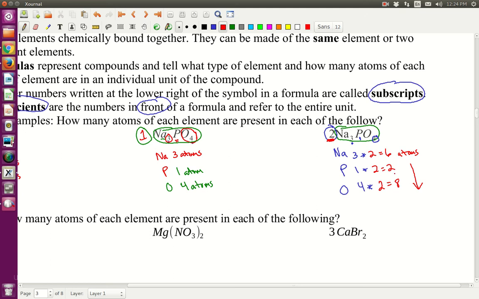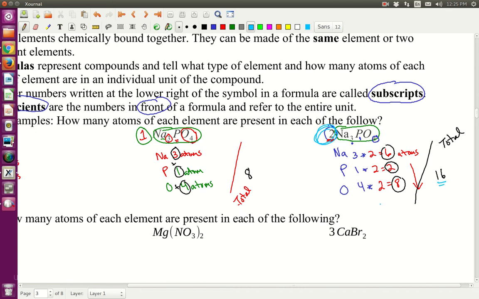Now I could also ask you how many total atoms. So over here, the total atoms would be adding all these together. I have 3 plus 1 plus 4. So that's 7, 8. 8 total. If I want the total atoms over here, I have 6 plus 2 is 8 plus 8 more, 16 total. That makes sense because I took a coefficient of 2, meaning I multiplied that compound twice. I had 8 over here, so 2 times 8 would have been 16 over here.